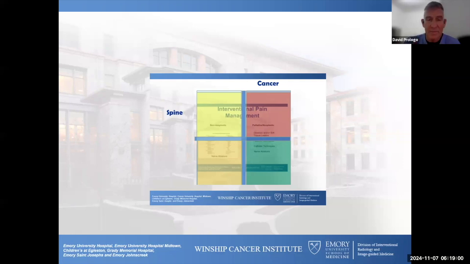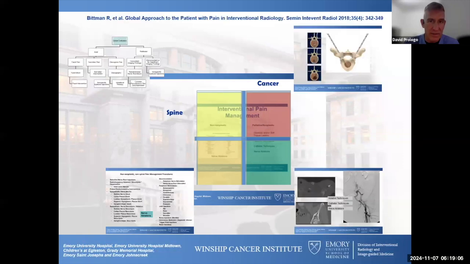Point being that you can organize your thoughts when you talk to the patient, put them in one of these four boxes, and you can now distill and reduce the number of procedures that you have to consider to help them. This is what it looked like in 2018 when we published this paper.